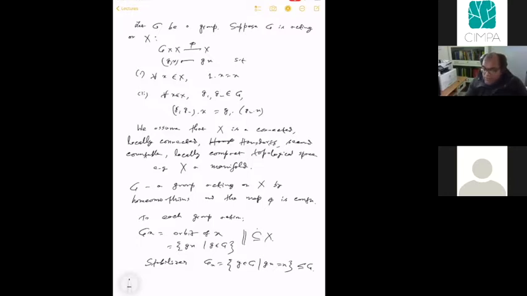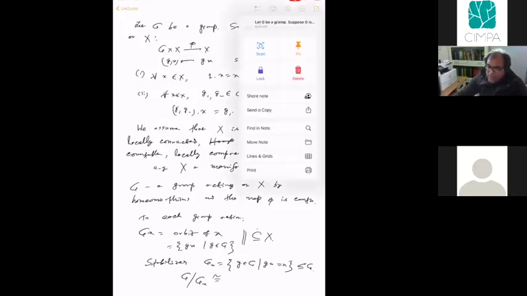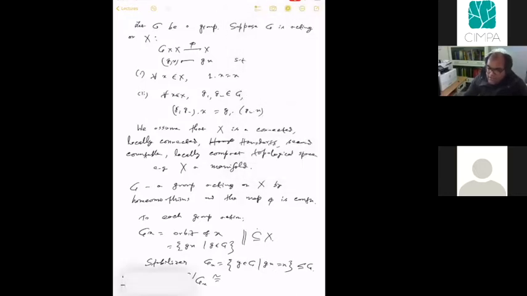And if you know elementary group theory, at the moment let's not write anything, I just write that there is a set theoretic bijection with the cosets. So the orbit of x has a set theoretic bijection with the coset space G mod G_x.